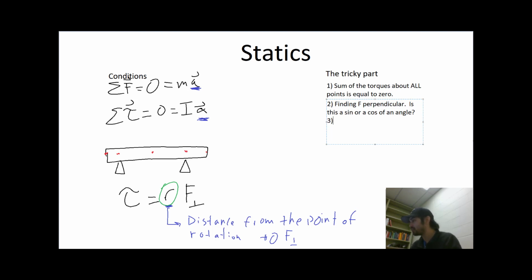The third thing that's tricky about torque has to do with the fact that torque is a vector. So I've been writing that this torque is a vector, which means that clockwise and counterclockwise are opposite directions to each other. And so I need to choose a direction that I'm going to say is positive. So torque is a vector, an applied torque in the clockwise or counterclockwise direction.